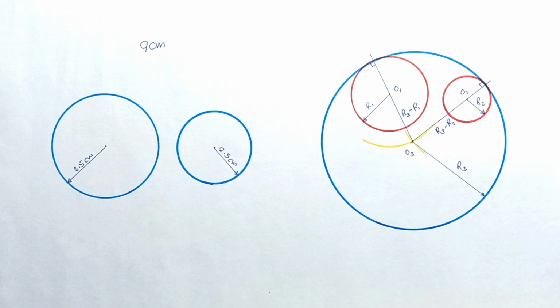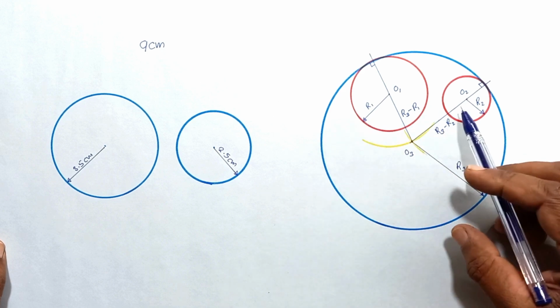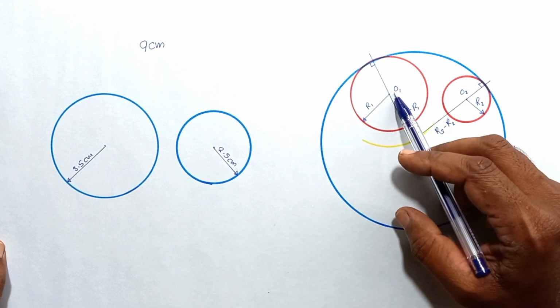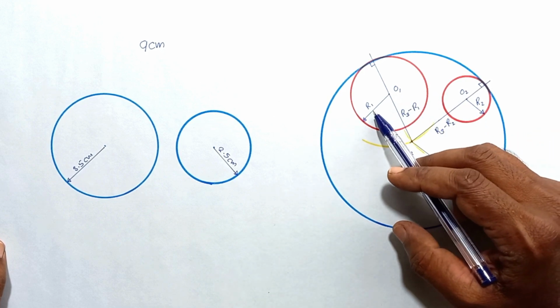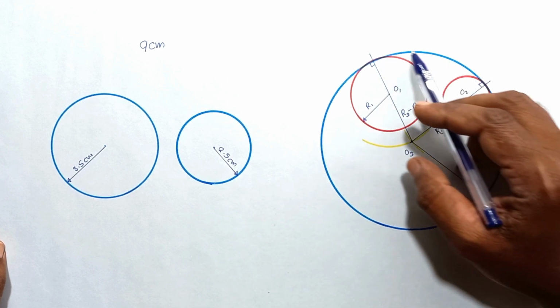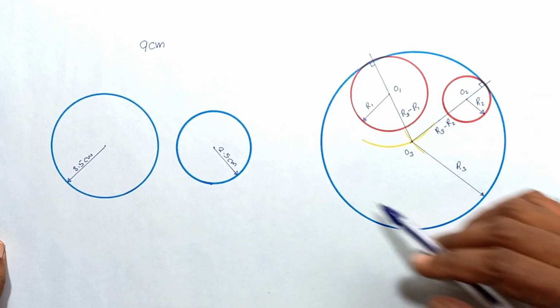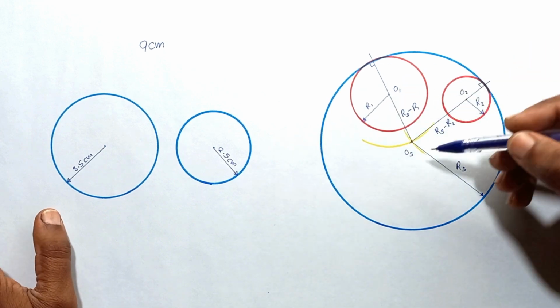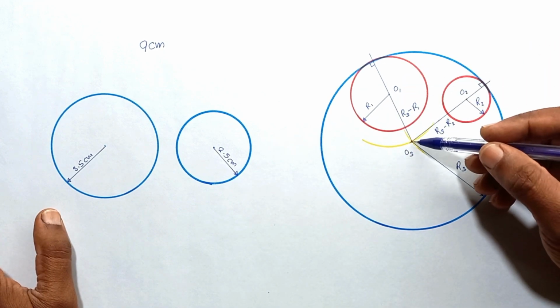In this video, I am going to explain how to draw an internally tangent arc to given circles. Here you can see two given circles. The centers are O1 and O2, radius R1, R2. Here you can see the tangent arc and its circle. In here you can see this arc center is O3.